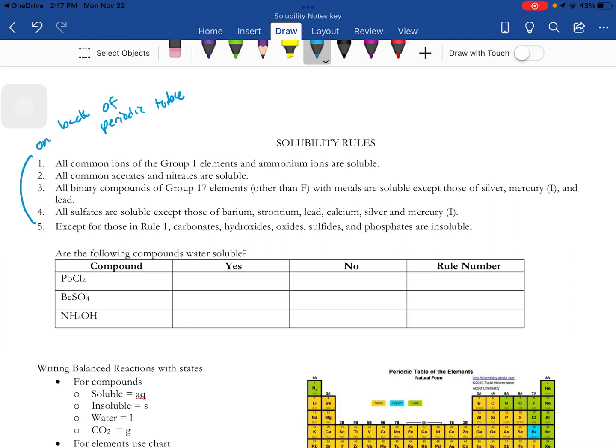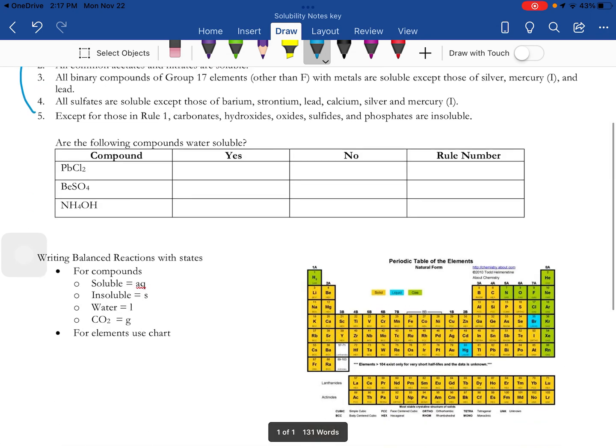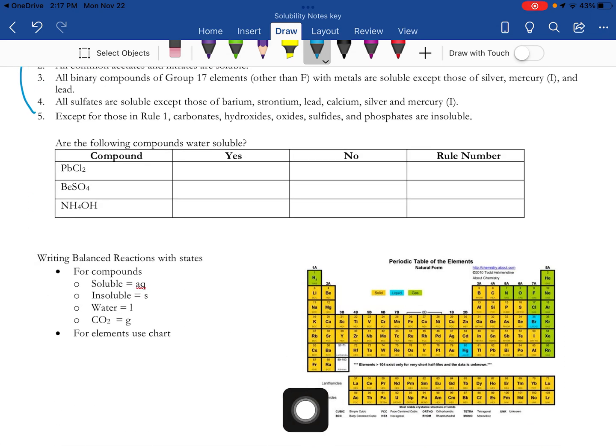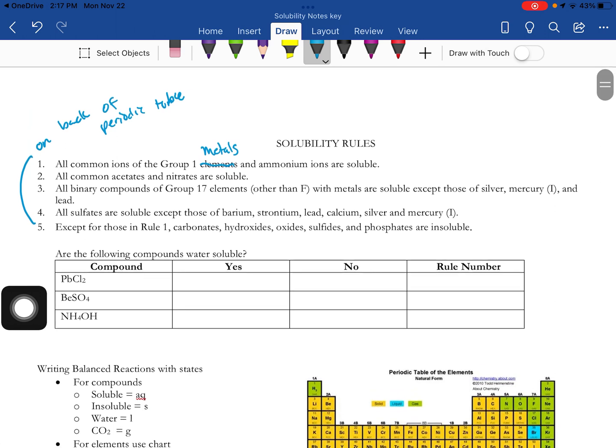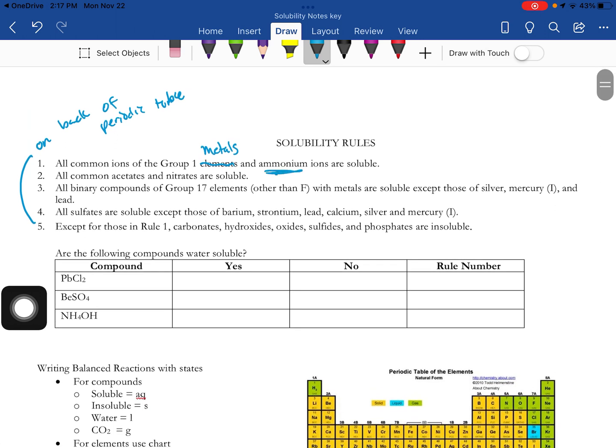All common ions of the group 1 elements and ammonium ions are soluble, and these should actually say the metals, not the group 1 elements. So talk about lithium all the way through francium and anything that you have ammonium in. So ammonium is your NH4. Those are going to be soluble.